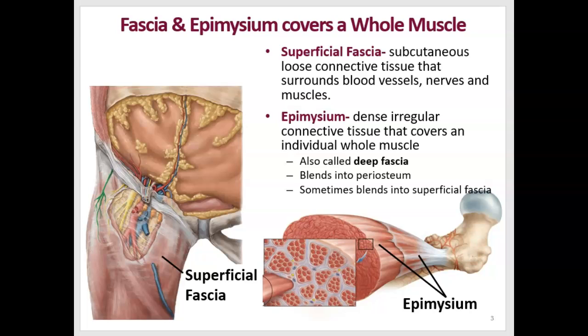The epimysium covers one individual muscle. It's made up of dense irregular connective tissue, and it's sometimes referred to as deep fascia. The epimysium often forms the connection to bone. So in the picture on the lower right, you can see that the epimysium is forming a tendon which blends into the periosteum of the bone. The picture on the left just shows us the superficial fascia covering some thigh muscles.